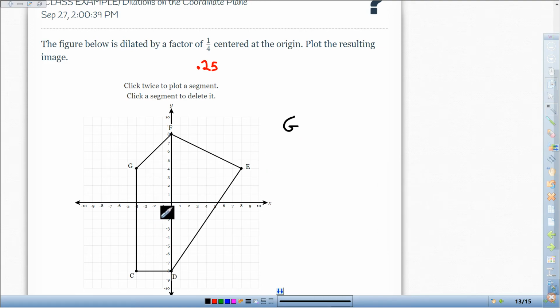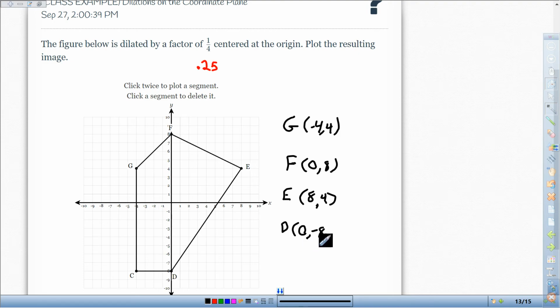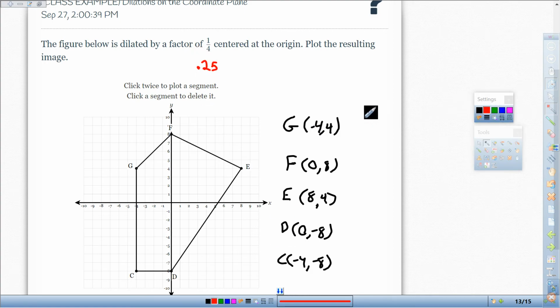So I'm going to start with G, -4, 4. F is 0, 8. Let's see, E is at 8, 4. D is at 0, -8. And C is at -4, -8. All right, so I just need to multiply all of these by my scale factor. So, this is how we normally write it out, times 0.25.